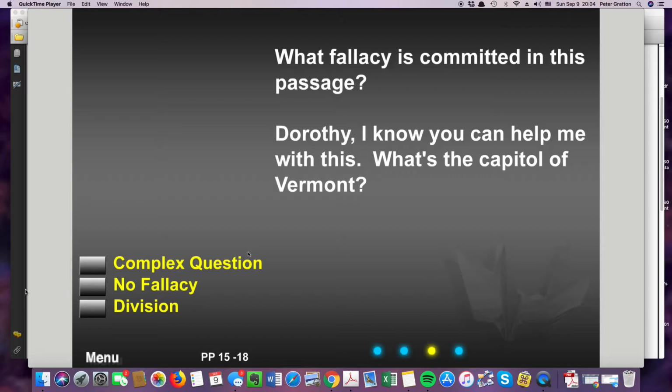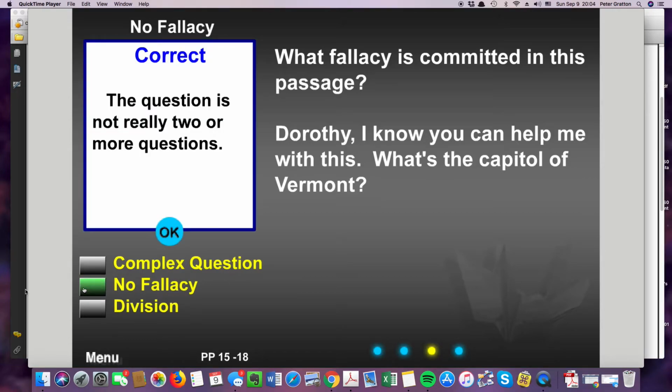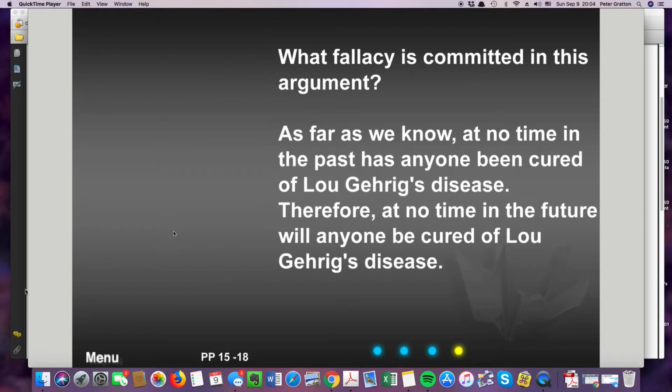Dorothy, I know you can help me with this. What's the capital of Vermont? Is this a complex question? No, I think there is a presumption that she can help with this. There's no division here moving from part to whole, so I'd say no fallacy. It's not really two or more questions.